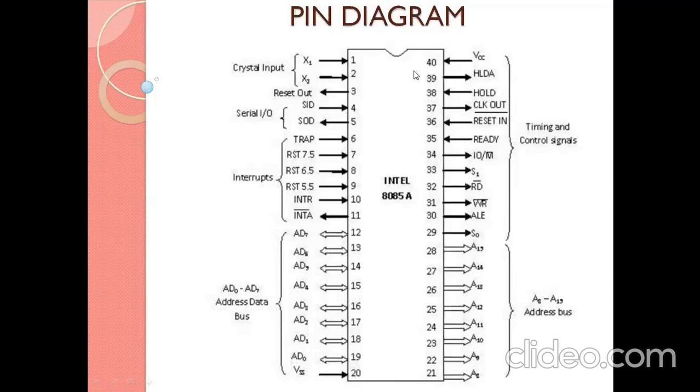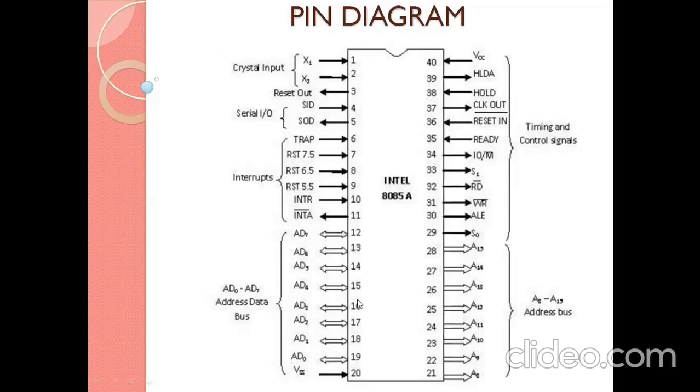So there are various types of pins available. One is called unidirectional, another one is called bidirectional. If you take pin number 1, it is unidirectional. What is meant by unidirectional? From the peripheral device, the signal comes to the microprocessor. If you see pin number 5, from the microprocessor the signal is transferred to the peripheral device. So that is also called unidirectional.